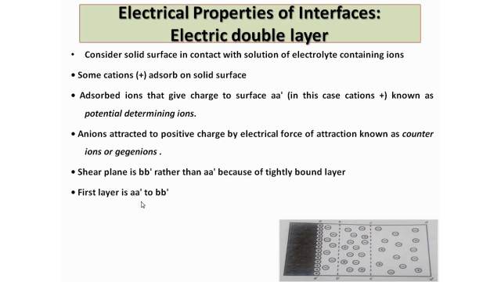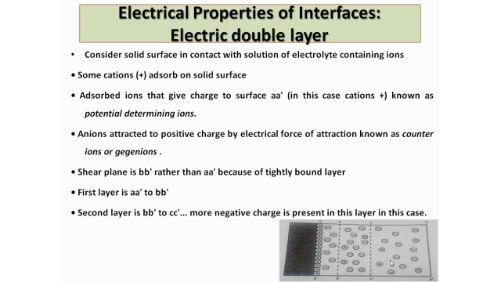Then the first layer is actually A prime to B prime. This is the first layer. The next layer, the second layer, is the B prime to C prime.